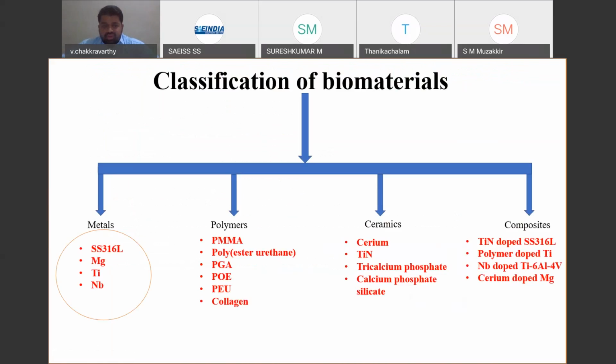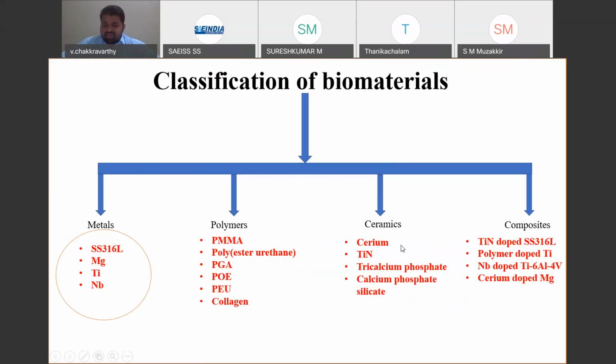Now I have classified the basic biomaterials which have been used in this recent era. Biomaterials are broadly diversified into metals, polymers, ceramics, and composites. Metals, in the sense, we used stainless steel 316, or titanium, or niobium. Such materials have been widely used, and even some polymers, like polymethyl methacrylate and polyester urethane, likewise some different biocompatible materials.